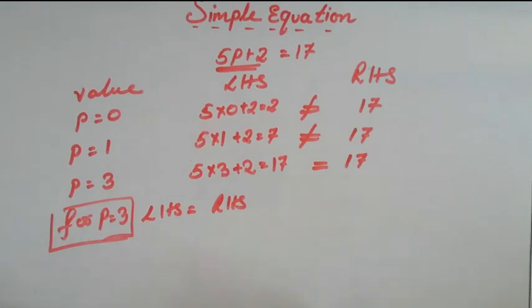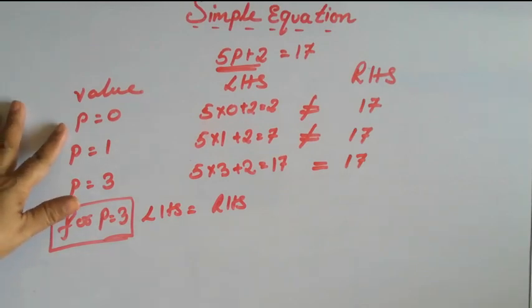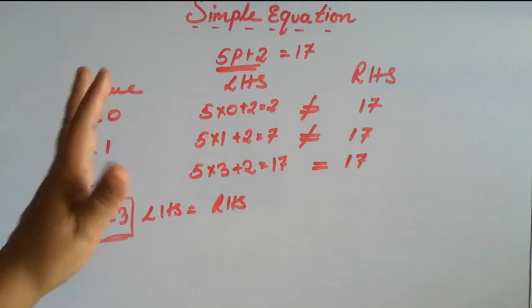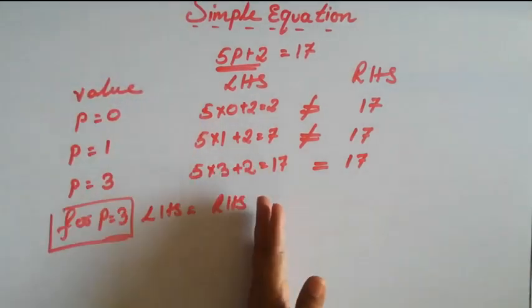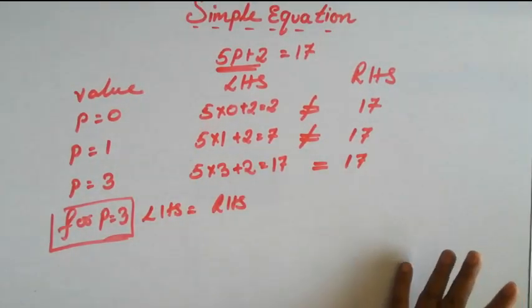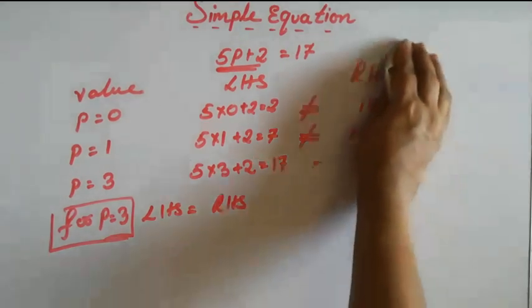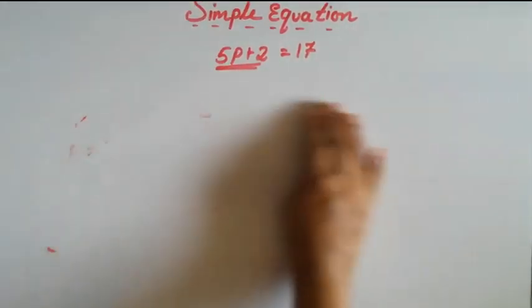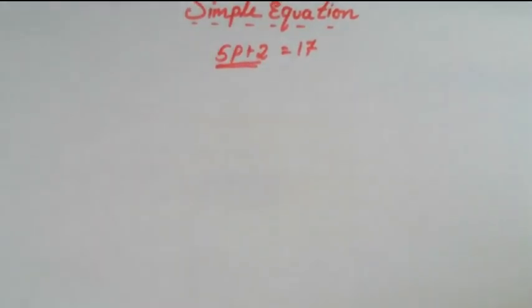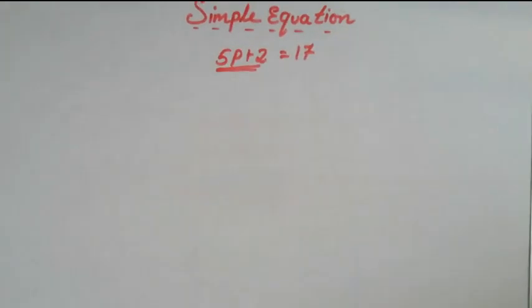This is known as the trial and error method, where you have assumed the values. You assume P equal to 0, then you write this LHS and solve it, and the RHS will be 17 itself. You have to assume the value of the variable till you get LHS equal to RHS. Clear? This is the trial and error method. You are assuming the values, and you are getting the solution.